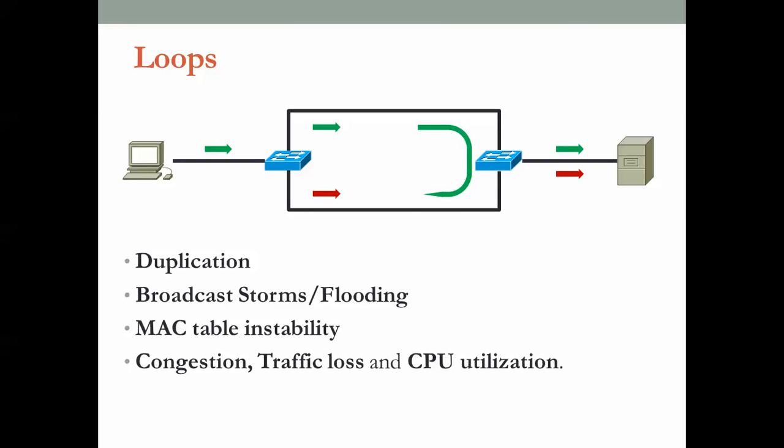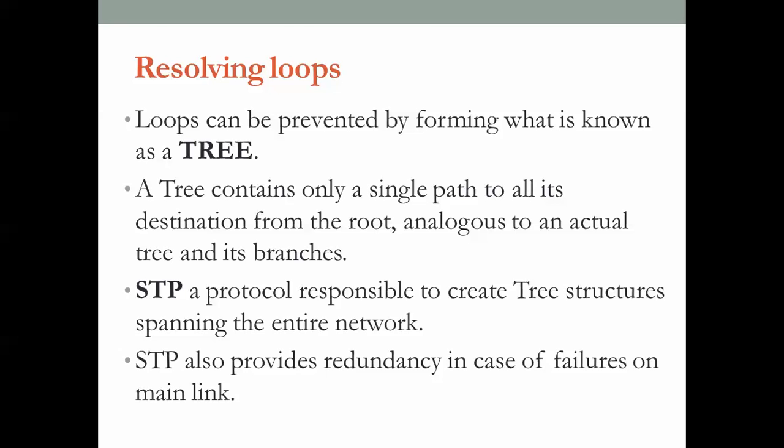Now let's go back to our slides. And now, how does STP resolve these loops? Loops are resolved by STP by primarily forming a structure that is known as a tree. So what's a tree? A tree is very similar to what we see in nature. It's got a root, and then it's got branches and leaves. So the whole structure seems to branch out from the root such that there's no loop in between.